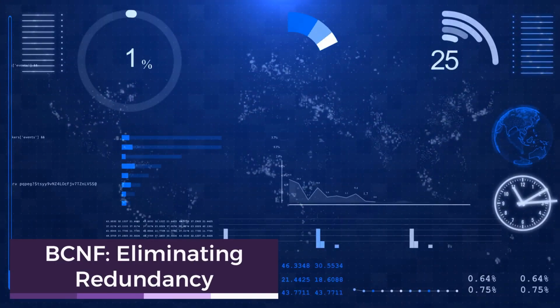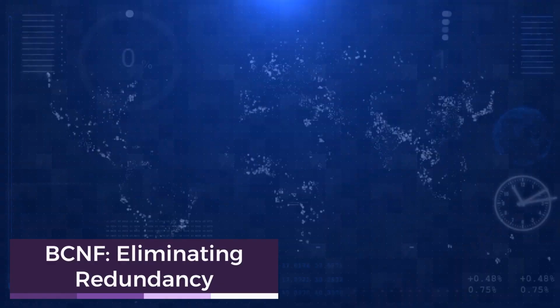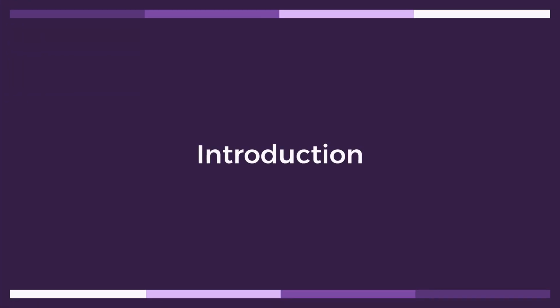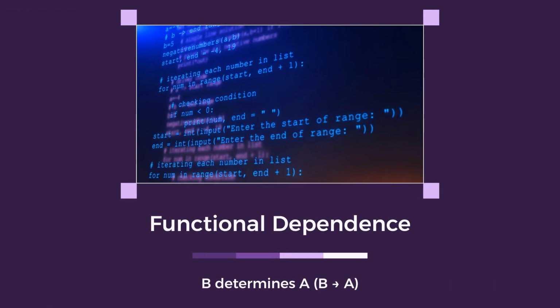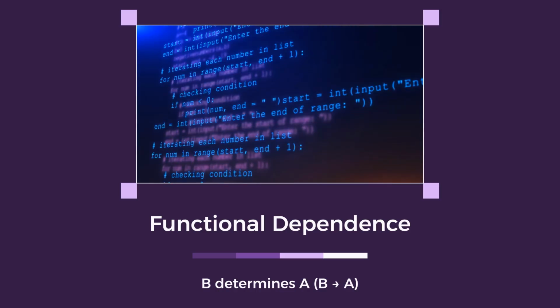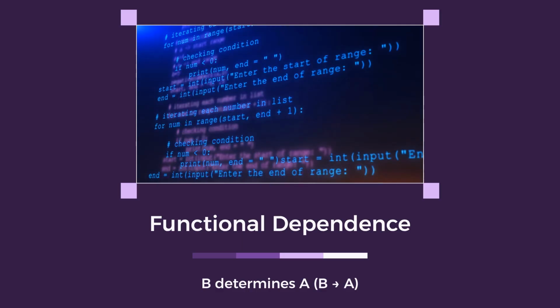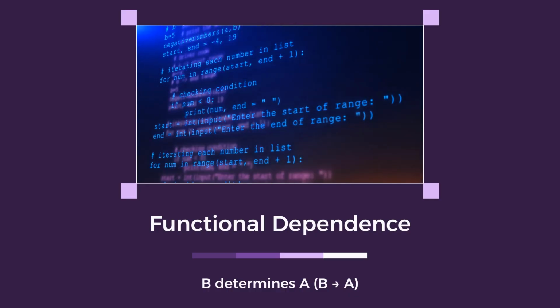Welcome to our deep dive into the Boyce normal form, or BCNF, and how it's essential for eliminating redundancy in database design. We'll start by establishing the core concept that BCNF addresses: functional dependence. Functional dependence is when a column A depends on column B, meaning each value of B is related to, at most, one value of A. We denote this relationship as B determines A, or B right-pointing arrow A.